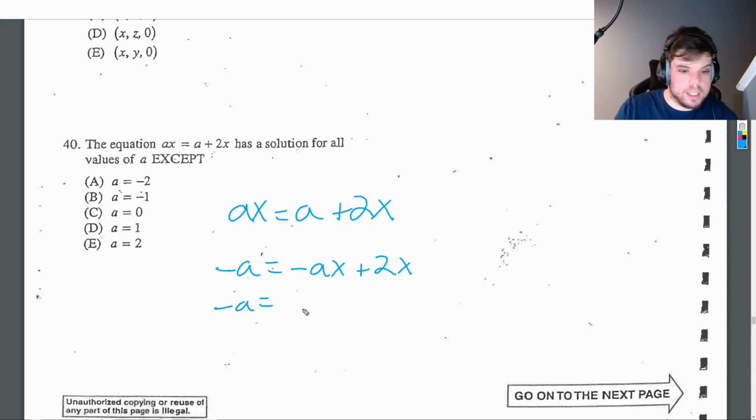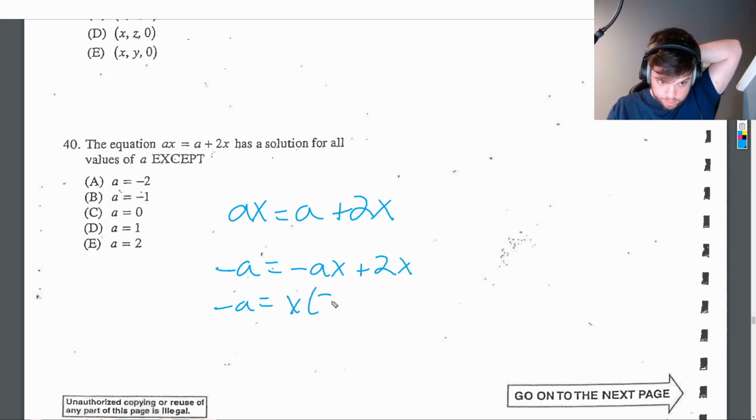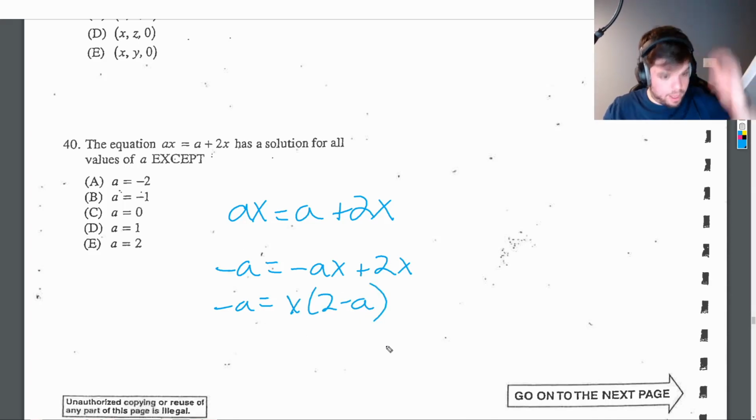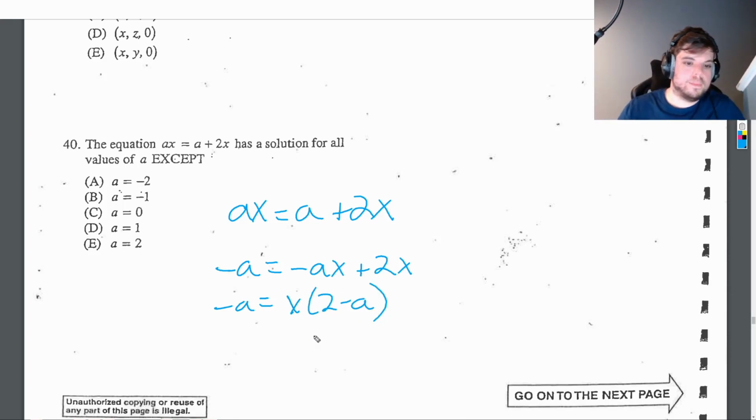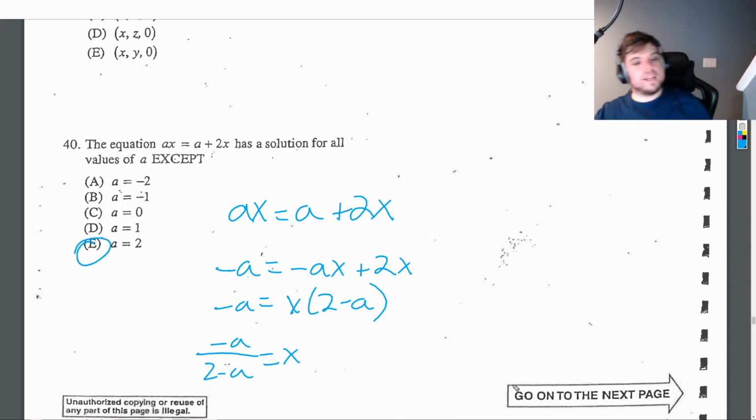And negative a equals x times 2 minus a. Forgive the sloppy work here, I'm just doing weird work. I mean, I'm still getting the right answer. So negative a over 2 minus a has to be equal to x. That means that if a is 2, then we have a problem, which means that our answer is E.